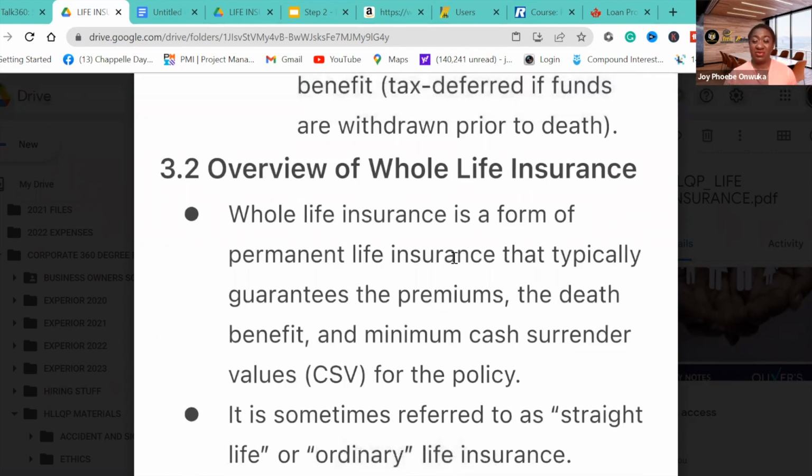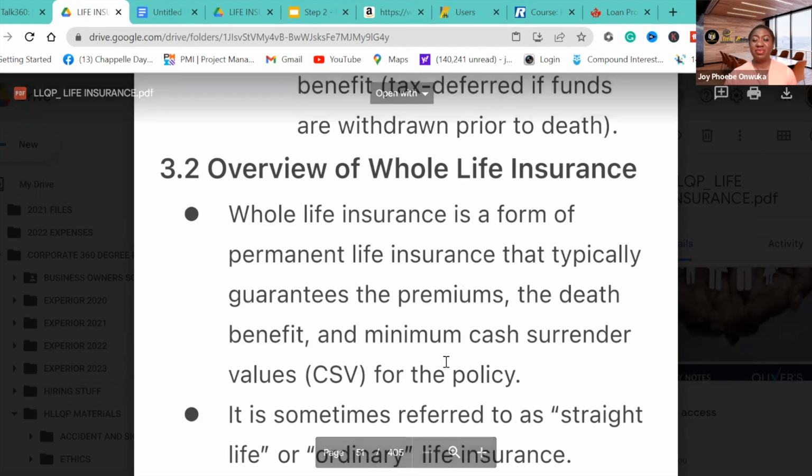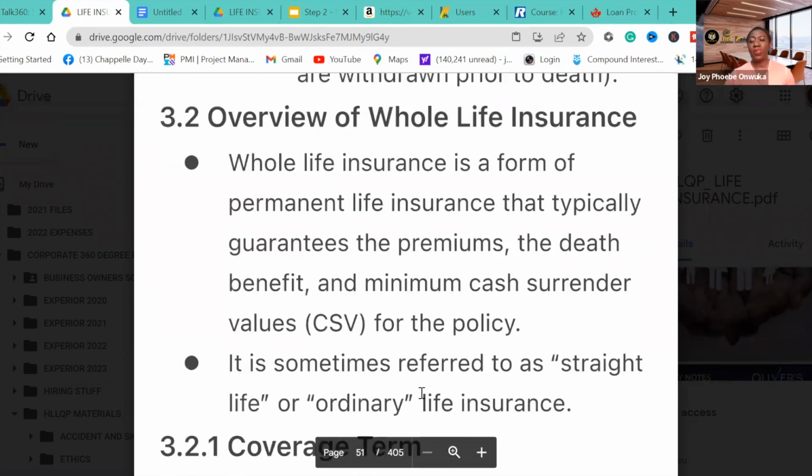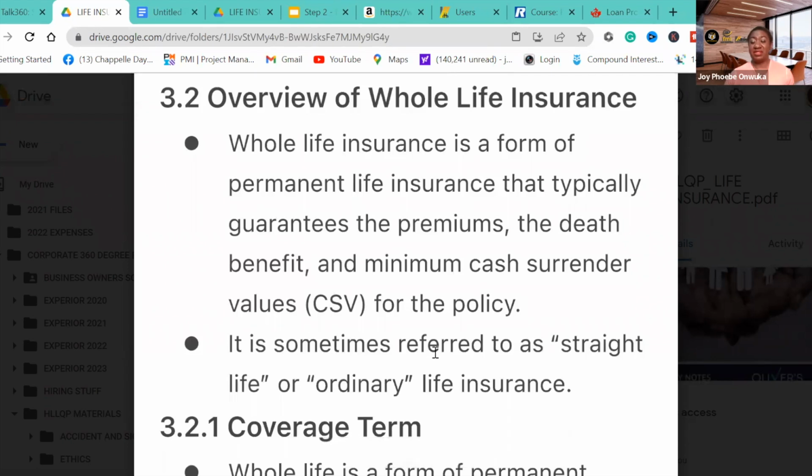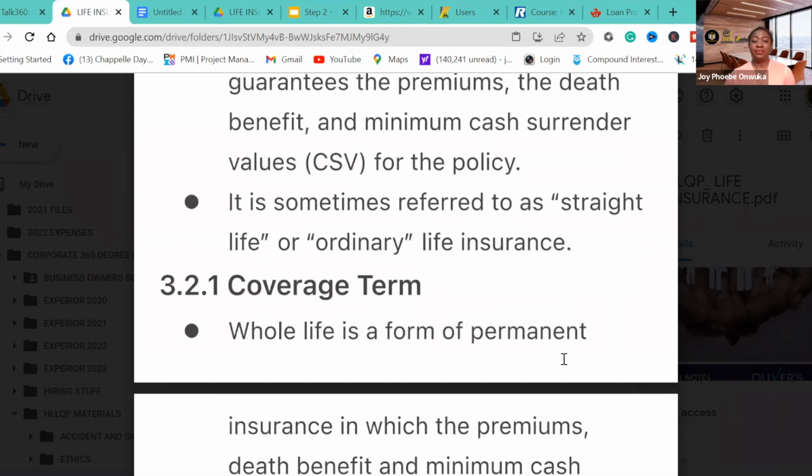Now, whole life insurance is a form of permanent life insurance that typically guarantees the premium, the death benefits, and a minimum cash surrender value for the policy. Your premium is guaranteed, the death benefit is guaranteed, and a minimum cash surrender value. It is sometimes referred to as a straight life or ordinary life insurance.